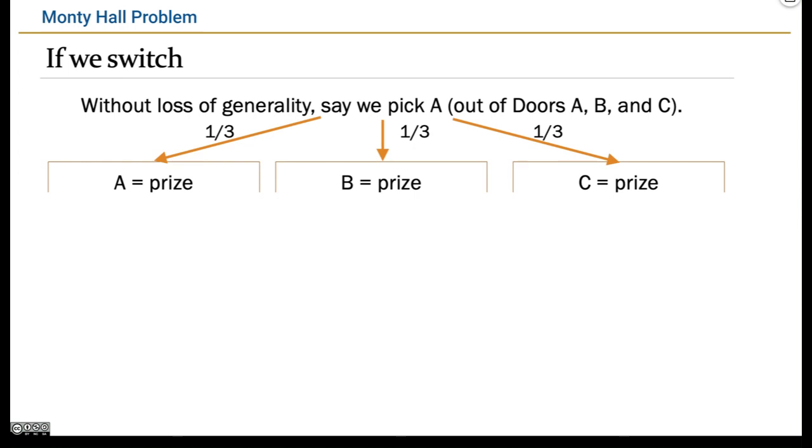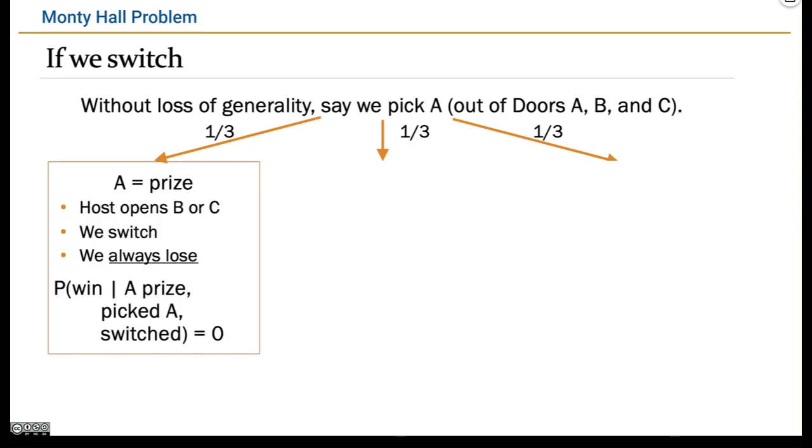Again, without loss of generality, let's say you pick door A or the first door. Again, there's a 1/3 chance that the prize is actually behind each given door. So let's go down each of these scenarios. Let's suppose you chose door A and the prize is actually behind door A. Let's look at what happens if you switch. So the probability that you win, given that A had the prize, you picked A, and that you switch is 0. So that's a scenario where you should have stayed.